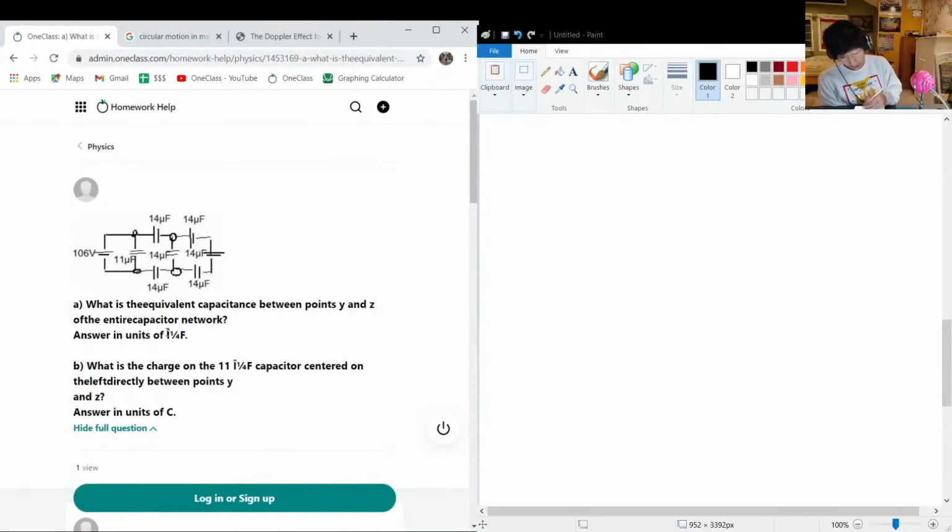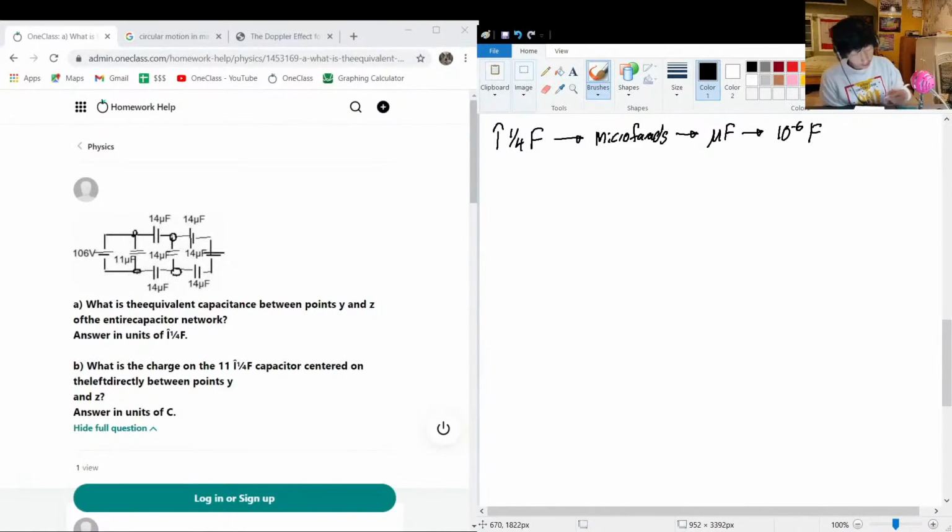I did a little bit of background research. This is not a real unit. I'm going to assume that this means microfarads, which is equal to 10 to the negative 6 farads. That'll be what I'm dealing with here. I think that might be a technical issue, but let's redraw the circuit here.